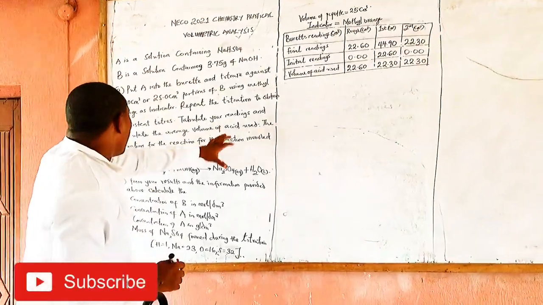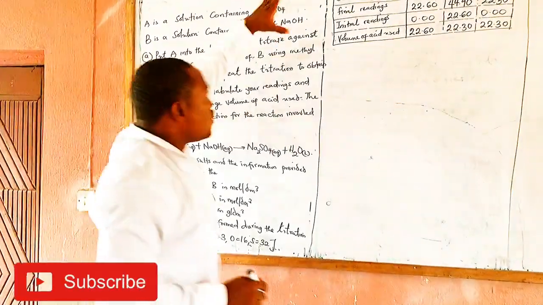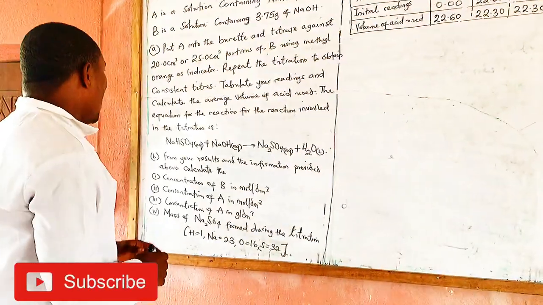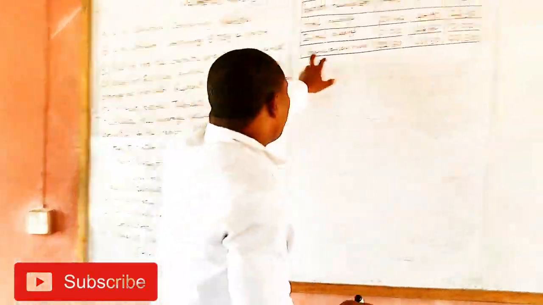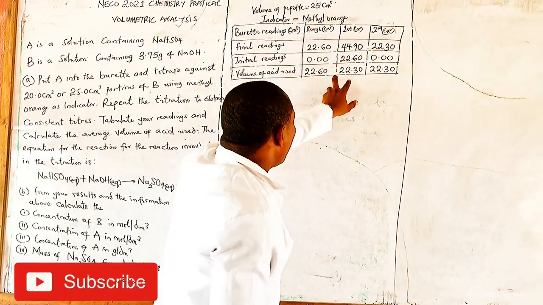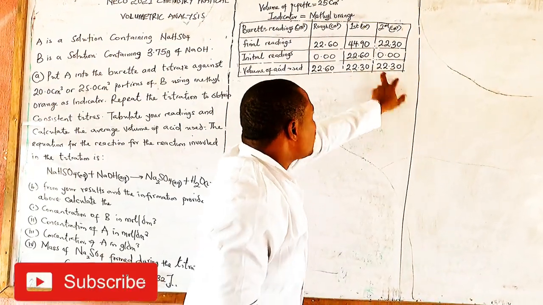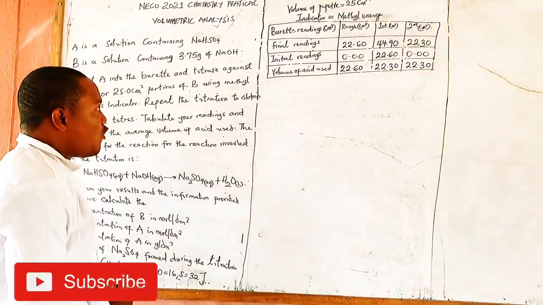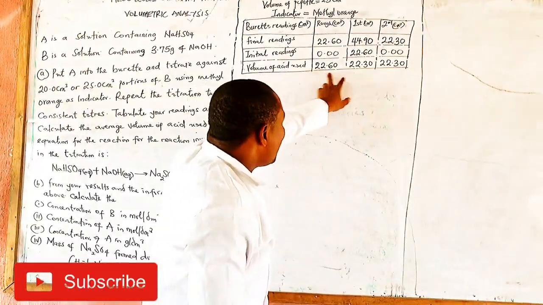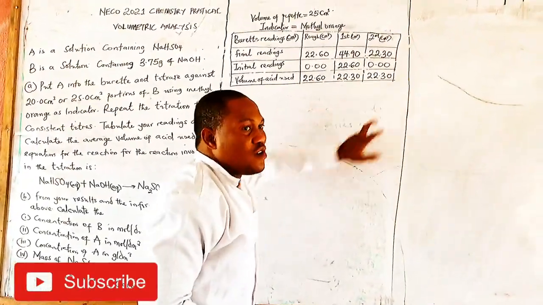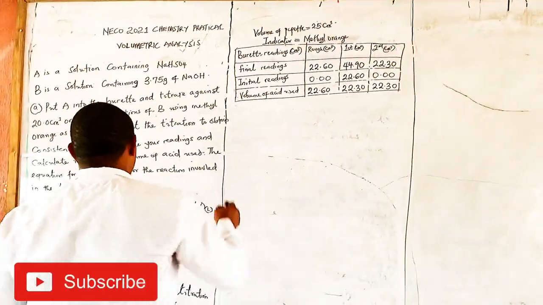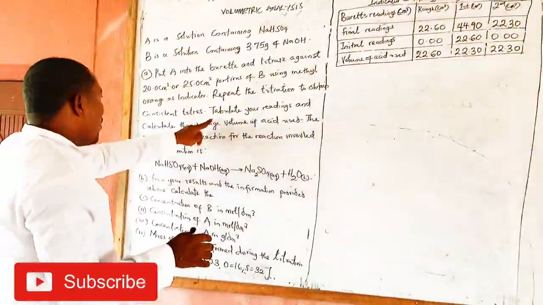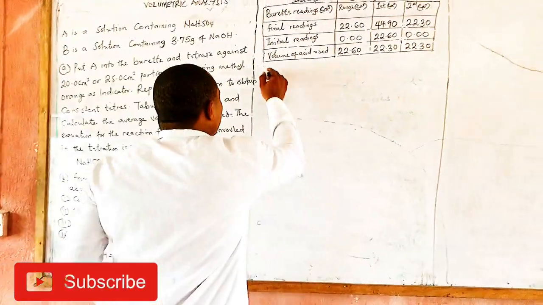Now, tabulate your readings and calculate the average volume of acid used. We have tabulated our readings now. Okay, you want to know the average volume of acid used now. The volumes of acid used are 22.60, 22.30, 22.30. I hope you are following. But if you look at the rough, it's a bit far from the first and second. So I'm not using the rough. I use these 2, then I divide by what? 2.